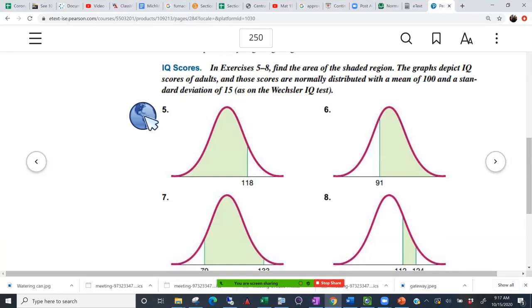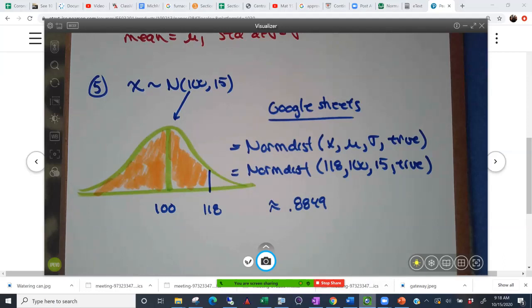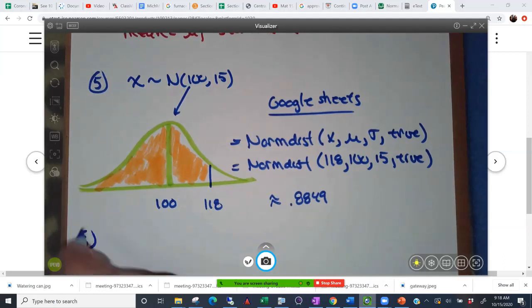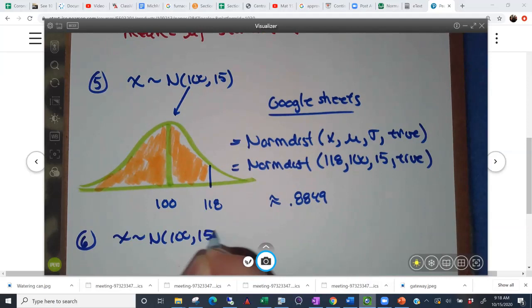So let's try problem number 6. Problem 6 has got a little subtle difference. Now we're going to deal with the same mean and standard deviation, so mean of 100 and standard deviation of 15. But this time we want the area to the right of 91. So let me draw our distribution first. I'd like to take note of the important things here that we know. X is distributed normally with a mean of 100 and a standard deviation of 15. Doing this can help me out a little bit.